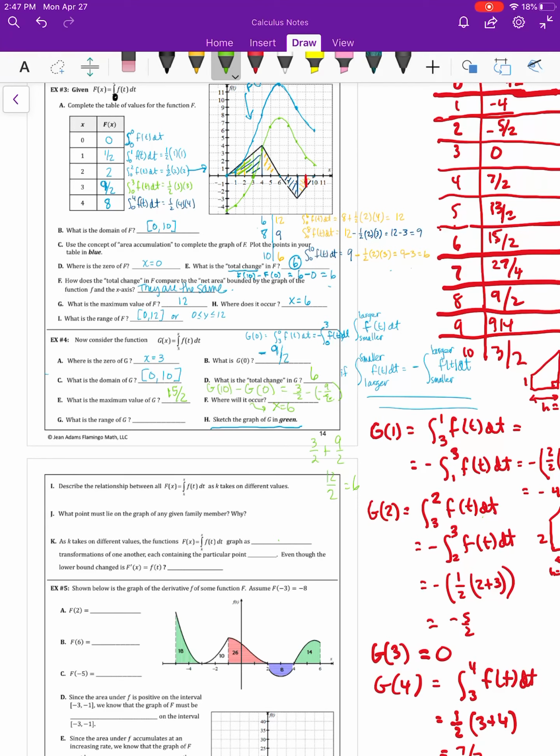The range: my lowest y value is -9/2. My highest y value is +15/2. So it's going to be -9/2 to +15/2.